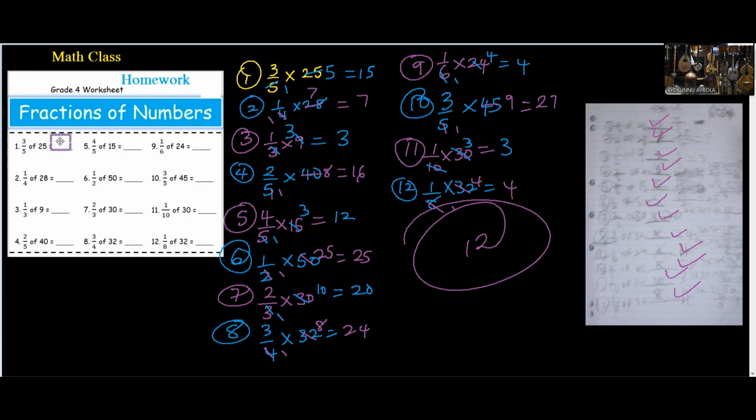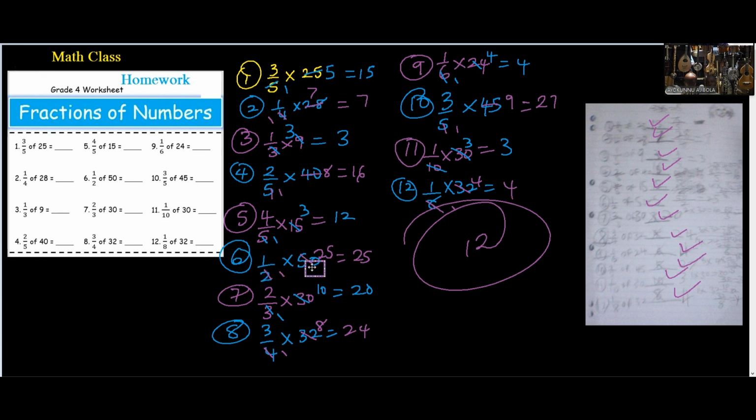Like 3 over 5 of 25 simply means 3 over 5 times 25. And since 5 can factor out 25, the number of 5s in 25 is 5, and 5 times 3 is 15. The number of 4 in 28 is 7, and 7 times 1 is 7. The number of 3 in 9 is 3, and 3 times 1 is 3. The number of 5 in 40 is 8, and 8 times 2 is 16. The number of 5 in 15 is 3, and 3 times 4 is 12.